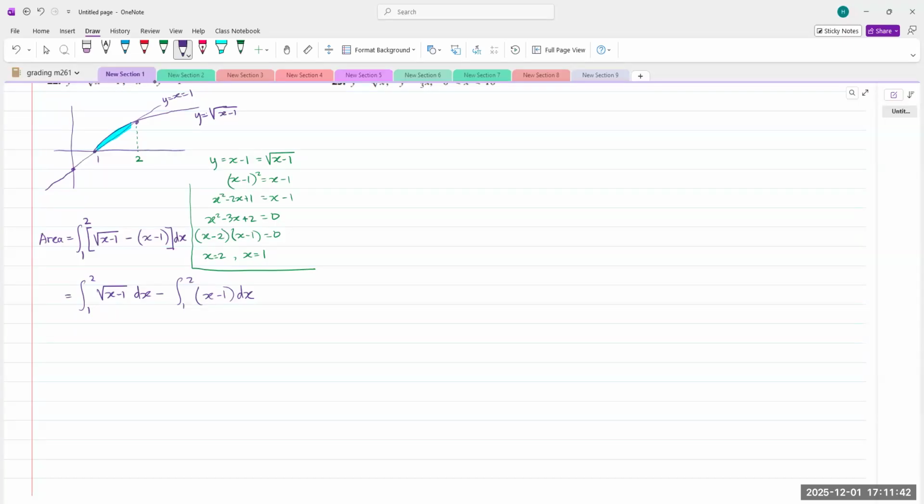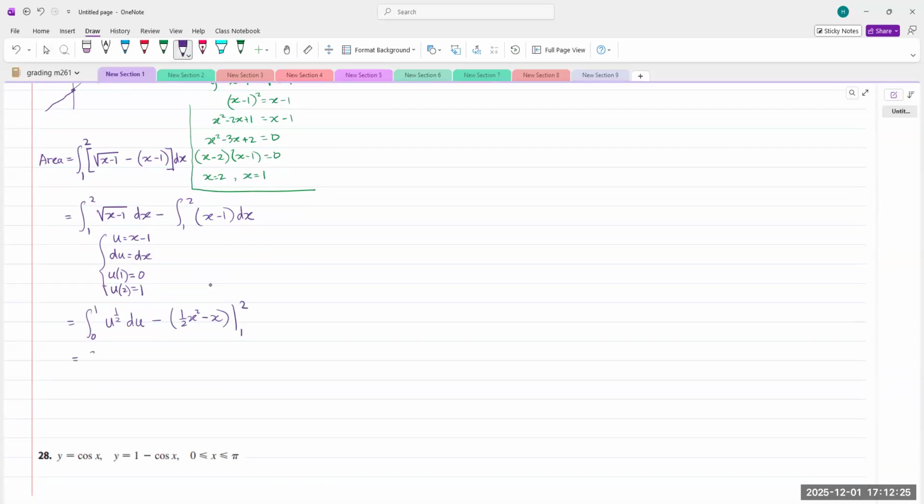Yes, u equals x minus 1, so du is dx, but the limits of integration change. u at 1 is 1 minus 1, which is 0, and u at 2 is 1. So the first integral becomes the integral from 0 to 1 of square root of u du. While the second integral, you can just integrate right away. That's 1/2 x squared minus x, from 1 to 2.